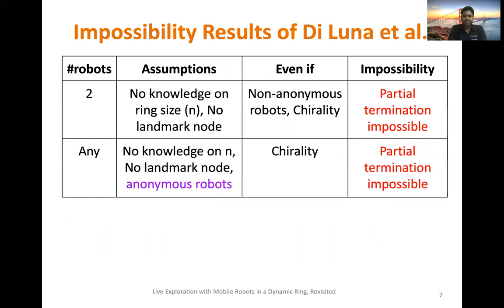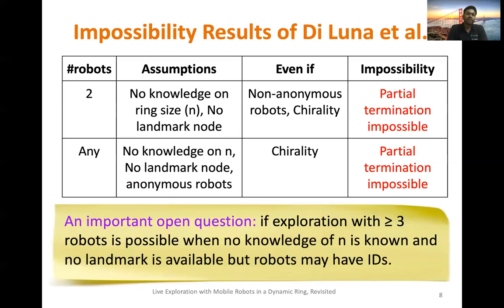Let us look at their impossibility result, because that actually motivates this work, and they also left an open question there. With two robots, they showed that if there is no knowledge of an upper bound on n, and there is no landmark, then partial termination is impossible, even if the robots are non-anonymous, that is, robots have IDs, and have chirality. They also showed that if, on top of that, the robots are anonymous, without IDs, then any number of robots cannot solve this exploration problem, even with the chirality assumption. Partial termination is impossible.